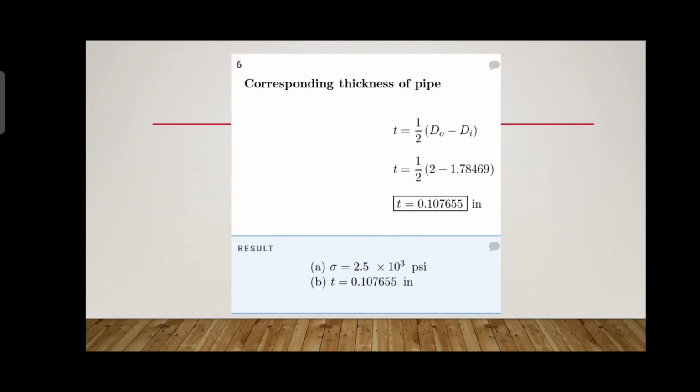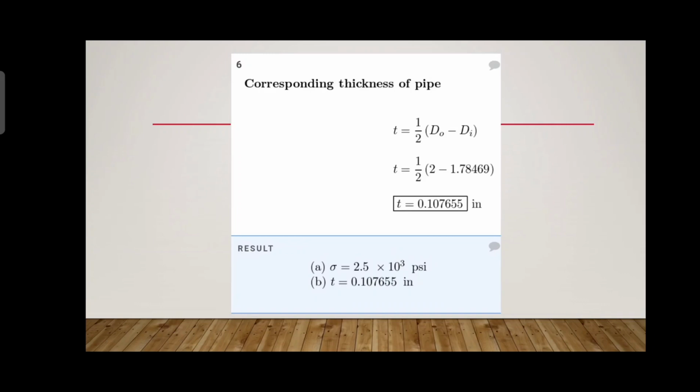Step 6, corresponding thickness of pipe. T equals 1/2 times DO minus DI. T equals 1/2 times 2 minus 1.78469, T equals 0.107655 inches.